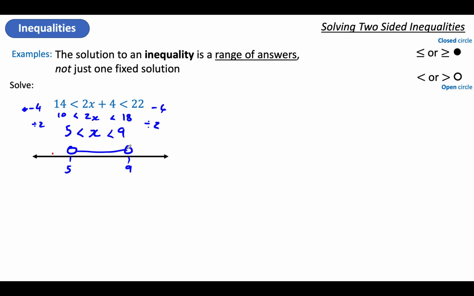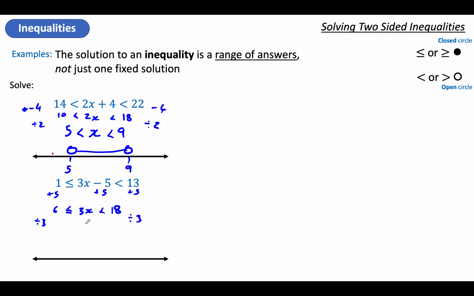Put a line between. Remember in Dr Frost, x is bigger than 5, x is less than 9. This one, deal with the number touching the letter last again. So you need to add 5 to all 3 parts. 1 plus 5 is 6, 3x, and then less than 18, okay? So divide them by 3, because we don't want 3x, we just want x.